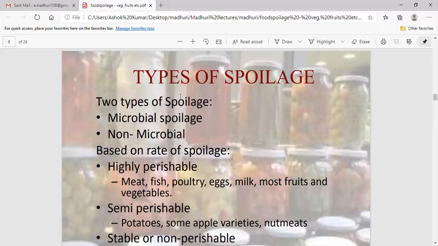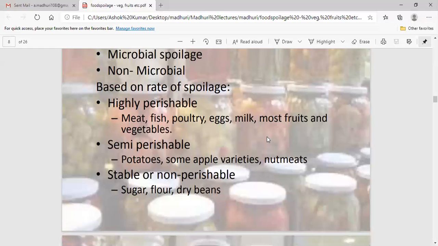And semi-perishable, for example, potatoes, some apple varieties, nut meats. Here potatoes can be stored for a little longer time. For example, they can be stored for around 10 to 15 days. So this kind of food comes under the category of semi-perishable. And last one is stable or non-perishable. For example, you can take rice, wheat, flour, sugar. All these are stable products or non-perishable.